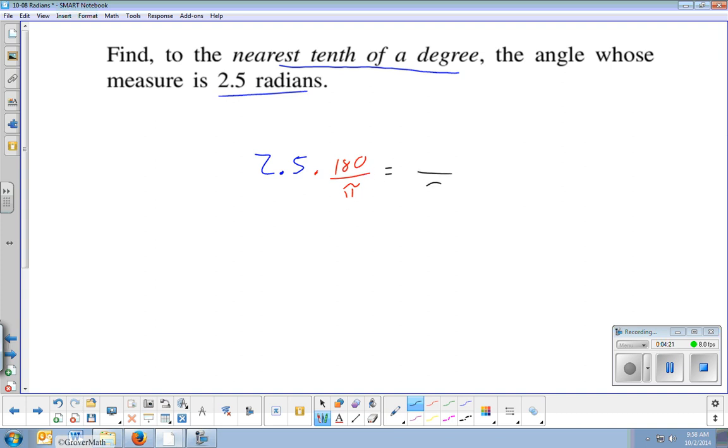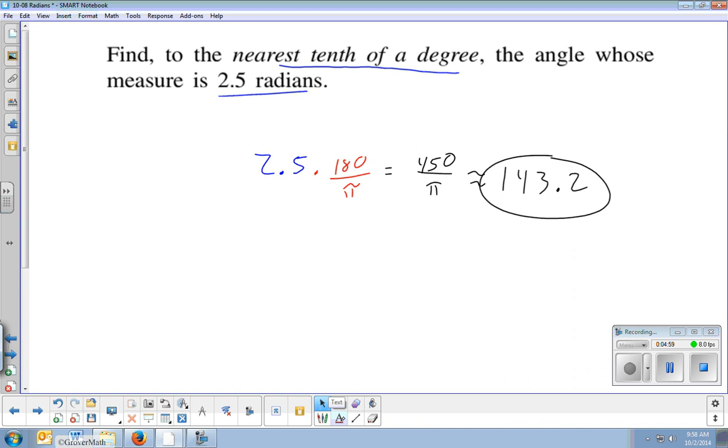First, what is 2.5 times 180? I got to use my calculator over to the side. I don't have it on the screen here. So 2.5 times 180 equals 450. So we got 450 over pi, and then to the nearest tenth, I'm actually going to now divide my answer by pi and get 143.239448, so on, so on, so on. But to the nearest tenth is 143.2. And that's the answer they wanted.